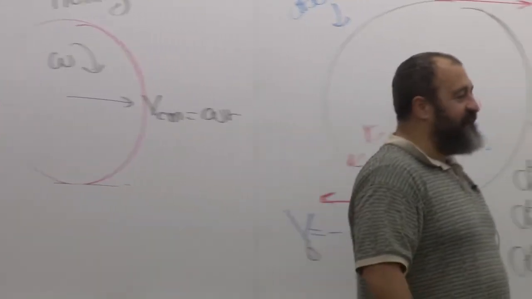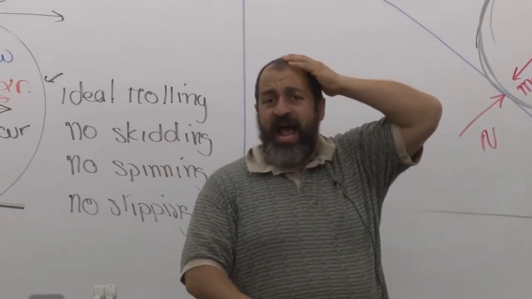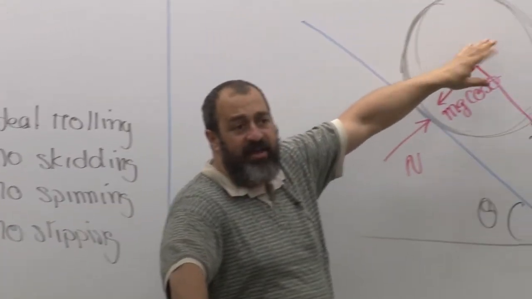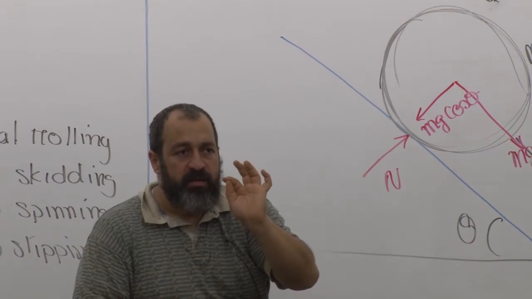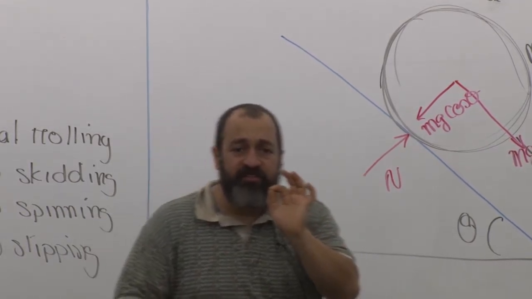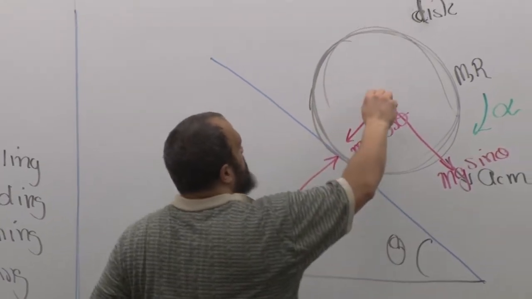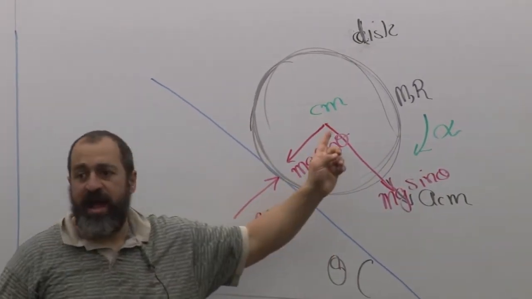Okay, guys. So we know that alpha, the angular acceleration, has to be this way. Let's examine from the point of view of the center of mass. This is the center of mass right there. What forces exert a torque about the center of mass?